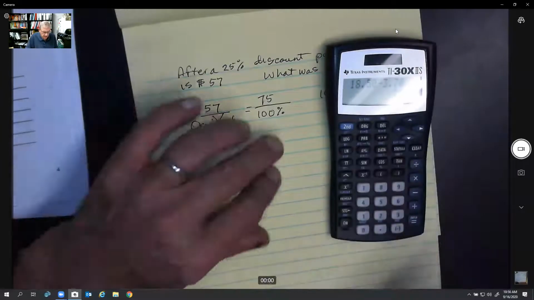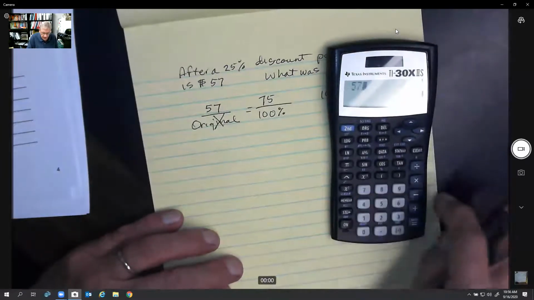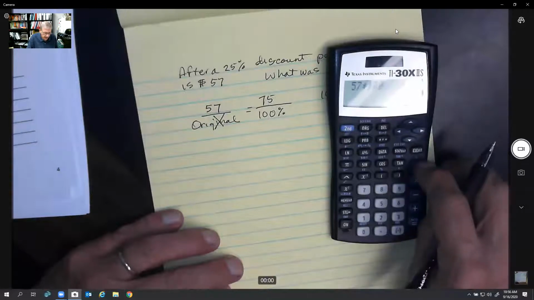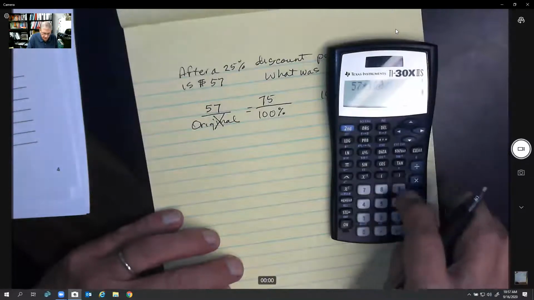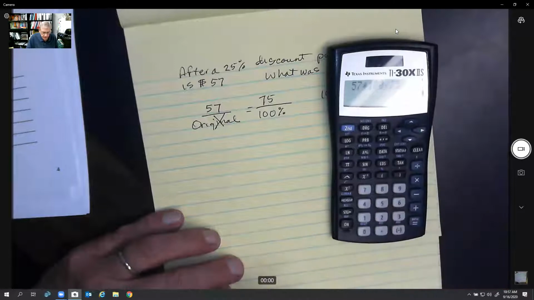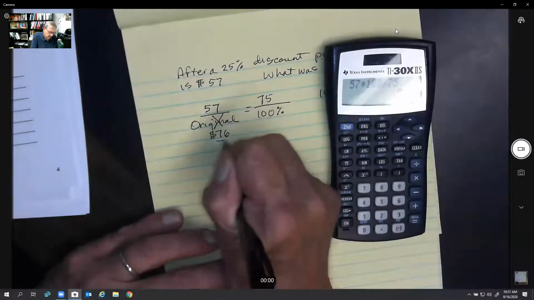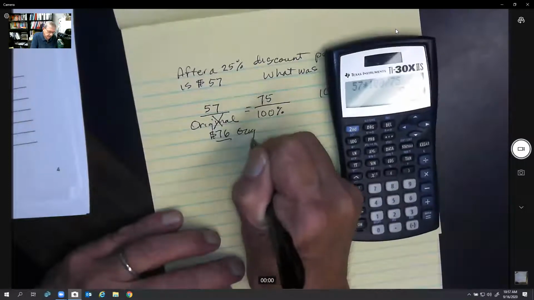And then use 57 times 100 divided by 75. And that came out to $76. So that was the original price, the list price.